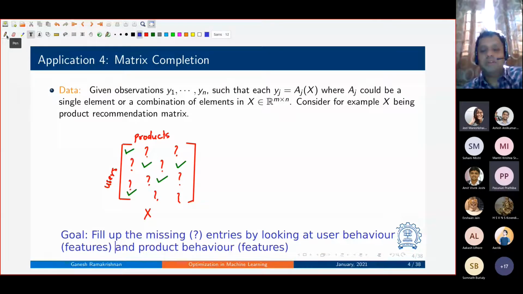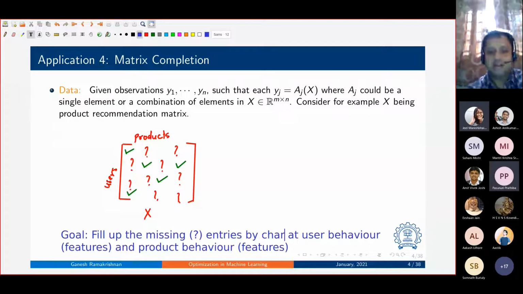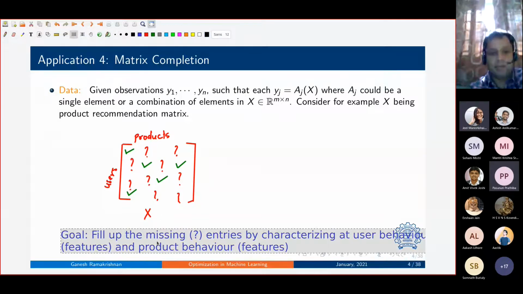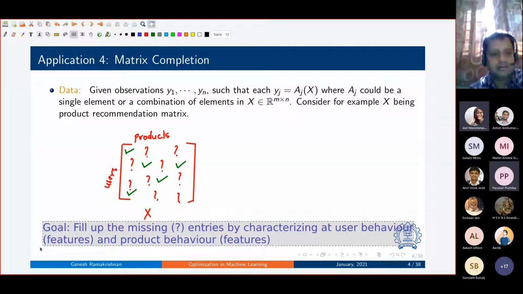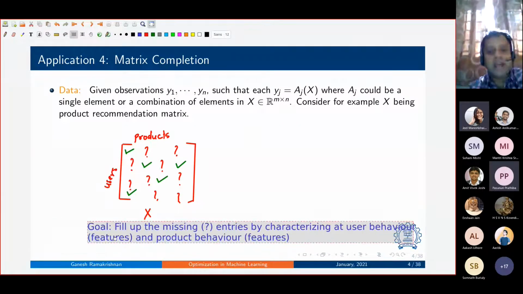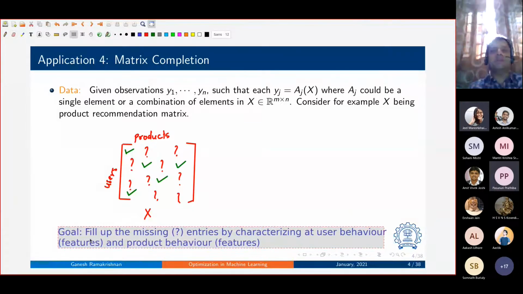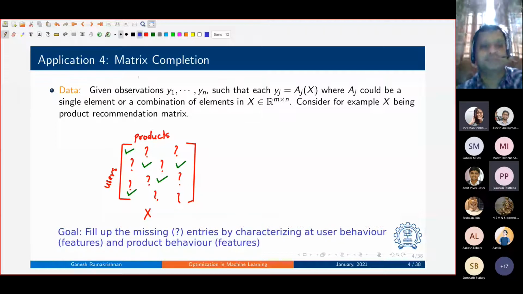When you say looking at, you're trying to characterize. So it's not necessarily looking without an objective. We are trying to characterize their behavior, but we want to characterize the behavior in such a way that the matrix X is as simple as possible. So let me try and give a way of articulating simplicity.